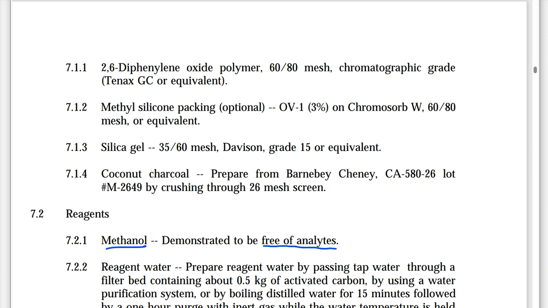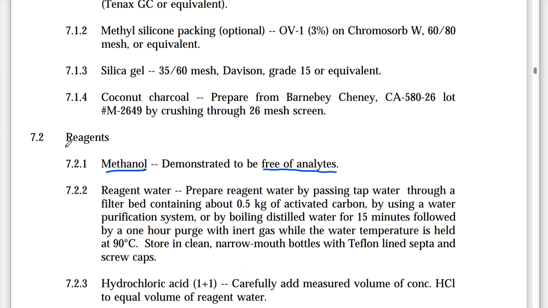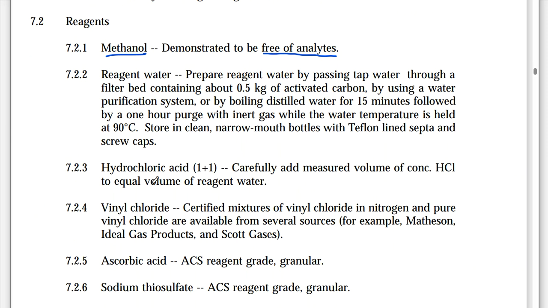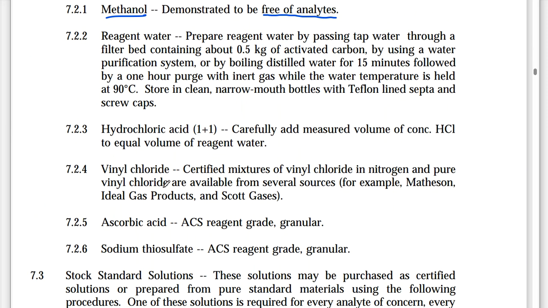The reason is because they specifically refer to that in the interference section of your method, which we talked about and highlighted just a few minutes ago. But as I scroll through the reagents, it's going to tell me all of this kind of stuff. It's going to be like, hey, section 7.2.5, that is a reagent that you need. This is ascorbic acid. I want you to use ACS reagent grade granular in order to do this method. If it's not ACS grade, you can't use it.